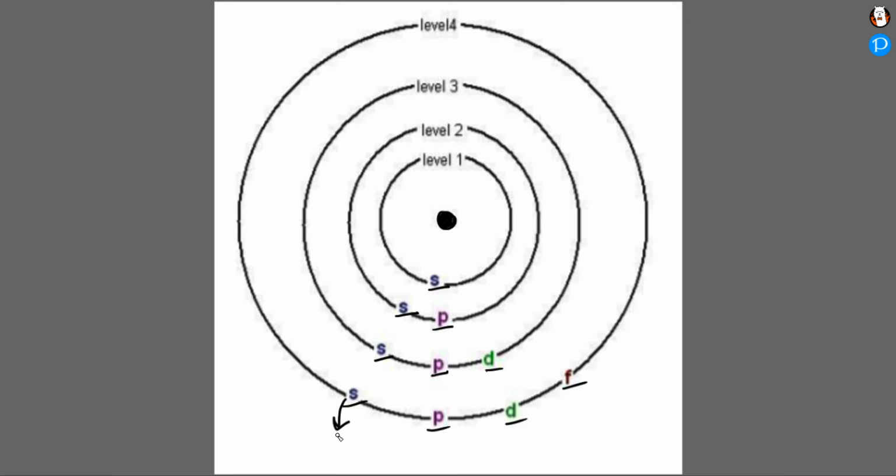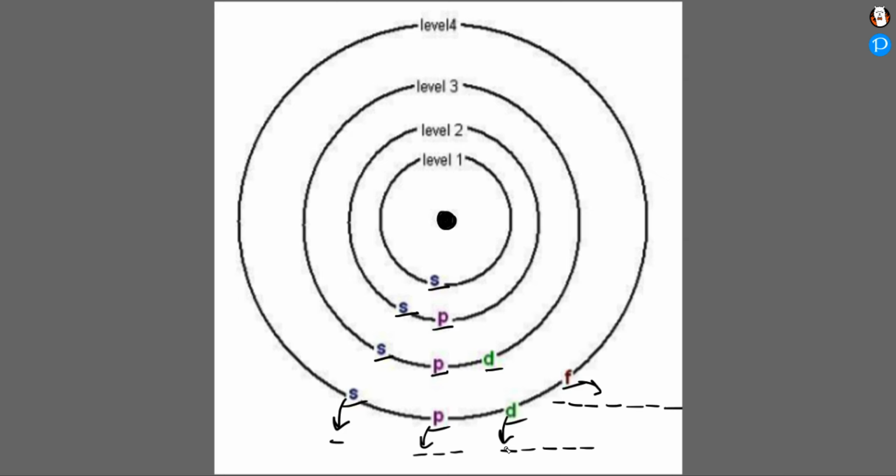S is the smallest one. You can fit one orbital. P would be the next up from that, where you can fit 3 orbitals, and then D can fit 1, 2, 3, 4, 5, and then the F sublevel can only fit, or sorry, not only, but 7 would be the most. 1, 2, 3, 4, 5, 6, 7.